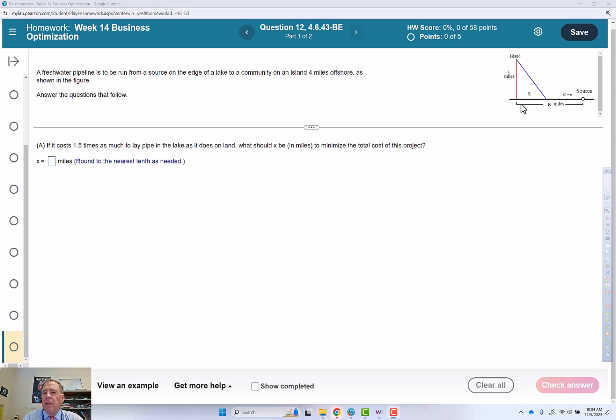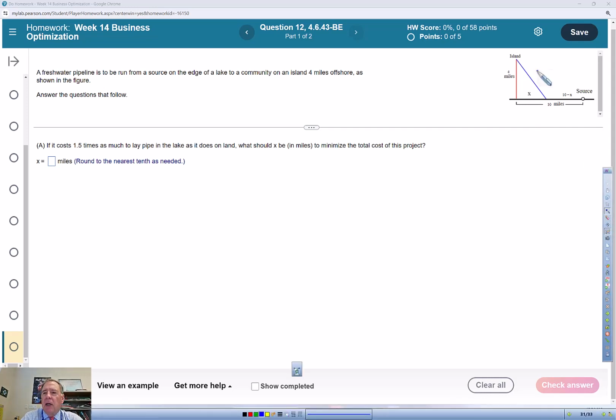So we have the distance from the source to the perpendicular distance to the island is 10 miles, and the distance from the shore to the island is 4 miles. So this is a right triangle. If I mark this diagonal distance as c, by Pythagorean theorem, c squared equals x squared plus 4 squared. So c is the square root of x squared plus 16. So I'll put that here.